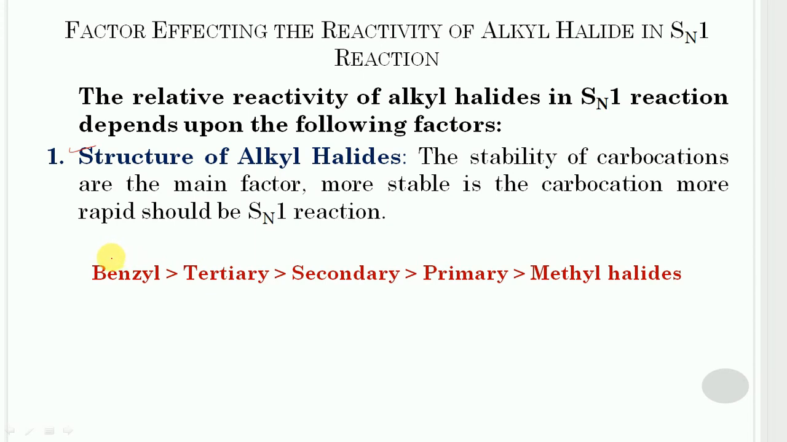Benzyl carbocation has the maximum stability as compared to tertiary carbocation, then secondary, primary, and methyl, which has the least stability. Therefore, the order of reactivity of alkyl halides in SN1 reaction will also follow the same trend. Tertiary halides will react faster as compared to methyl halides.